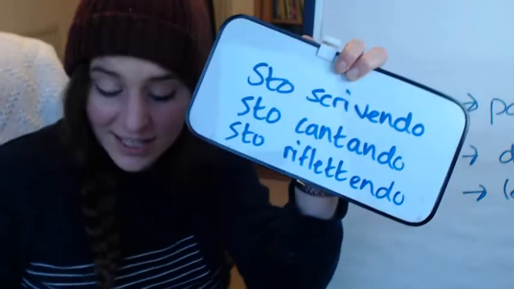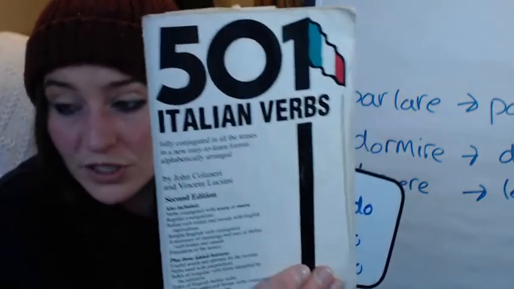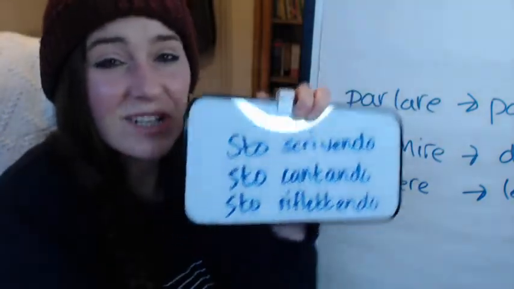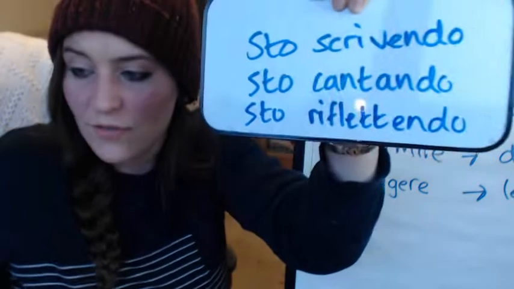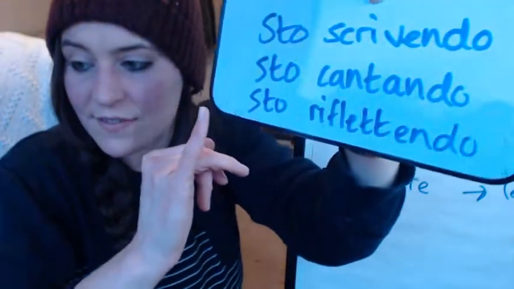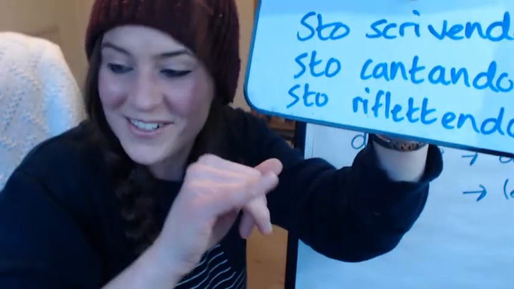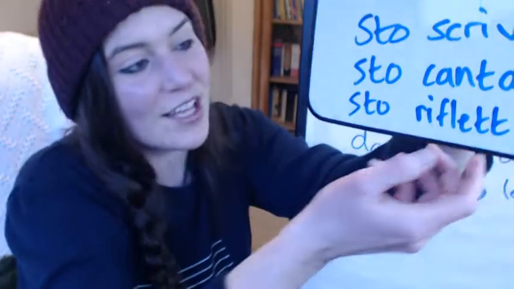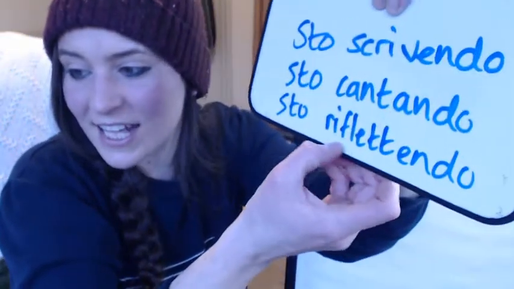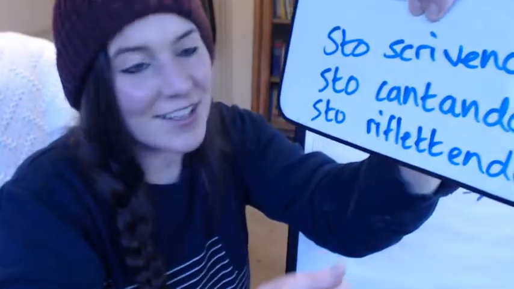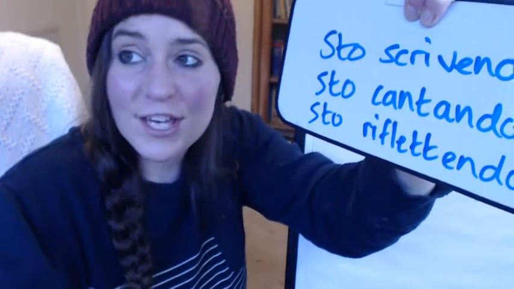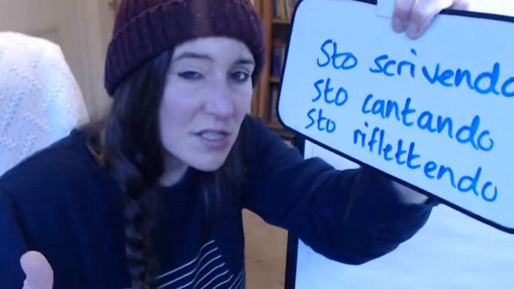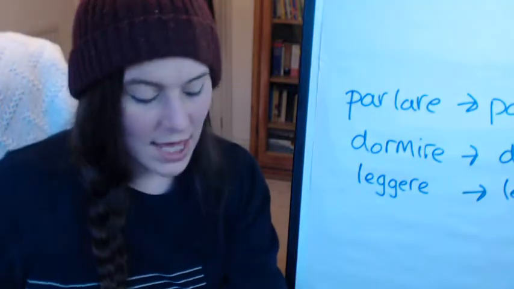So there are. So that's the kind of thing that's really useful when you've got a verb book like this. You know the verb, but maybe you haven't written it down recently. So anyway, the verb is riflettere. It's funny because there's a reflection on the whiteboard, but riflettendo is I am reflecting. I'm thinking about something. Okay, I'm considering something.